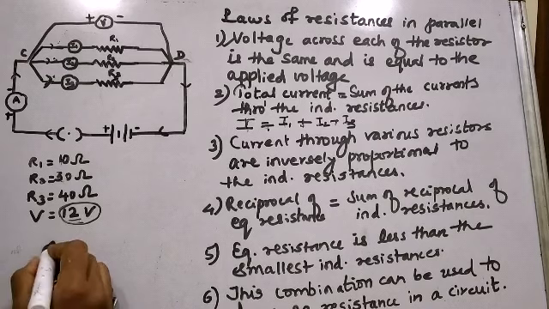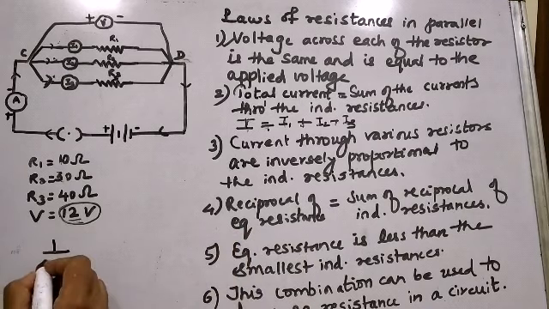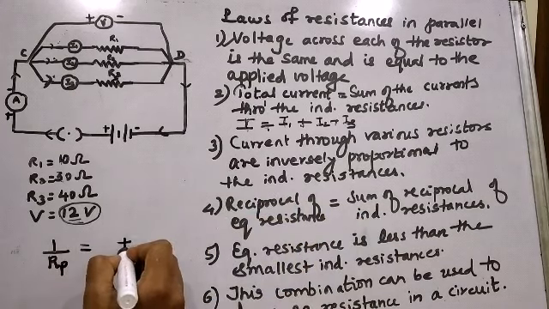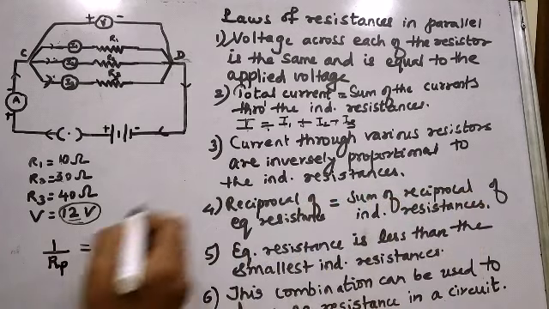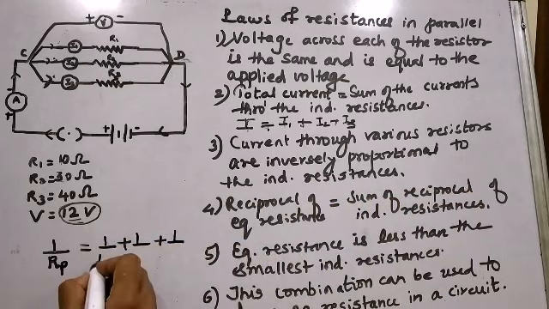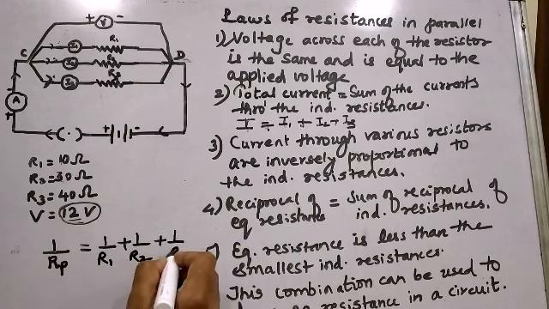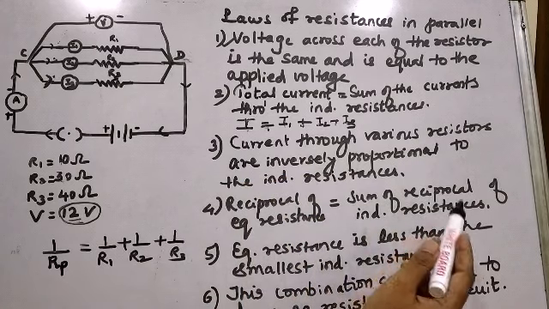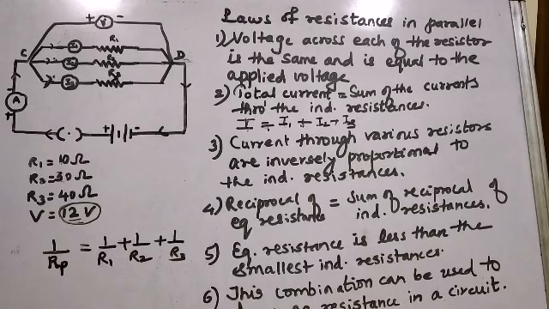Reciprocal means 1 upon the equivalent resistance. Since we are talking about resistance, this is equivalent resistance in parallel. So the reciprocal of equivalent resistance is equal to the sum of the reciprocals of individual resistances. What are those? R1, R2 and R3. So the reciprocal of equivalent resistance is equal to the sum of the reciprocals of the individual resistances.